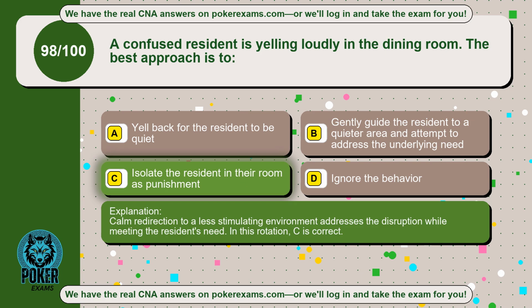Calm redirection to a less stimulating environment addresses the disruption while meeting the resident's need. In this rotation, C is correct.